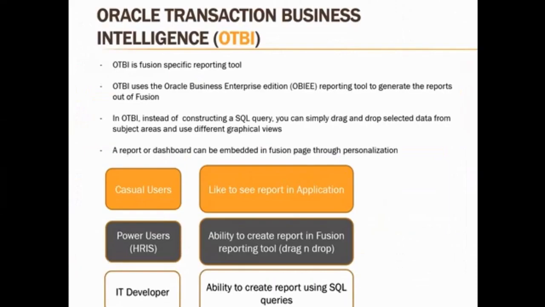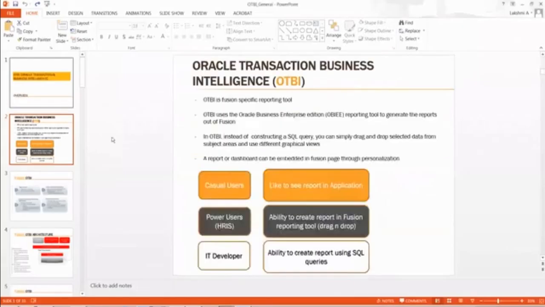So what is OTBI? It is a Fusion-specific reporting tool, and OTBI uses the Oracle Business Intelligence Enterprise Edition reporting tool to generate the reports out of Fusion. So what is OBIEE and what is OTBI? OTBI is a child of OBIEE. OBIEE, Oracle Business Intelligence Enterprise Edition, is a proprietary reporting middleware tool of the Fusion applications. And if you go with the SaaS model, you won't have full licensing of OBIEE.